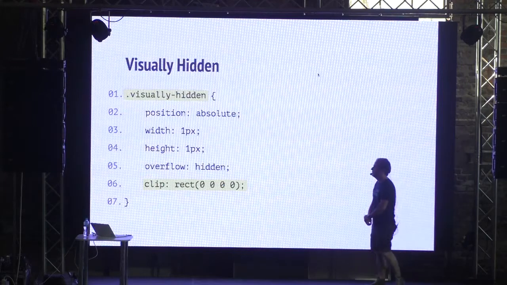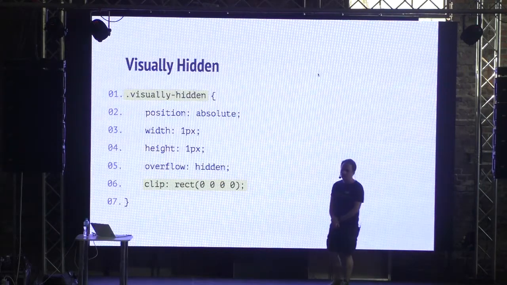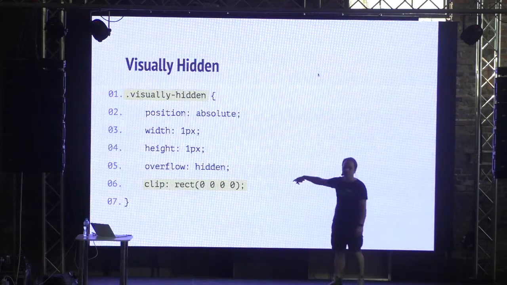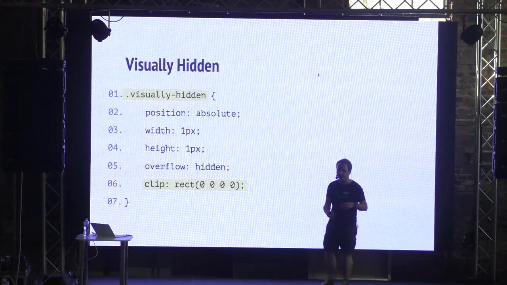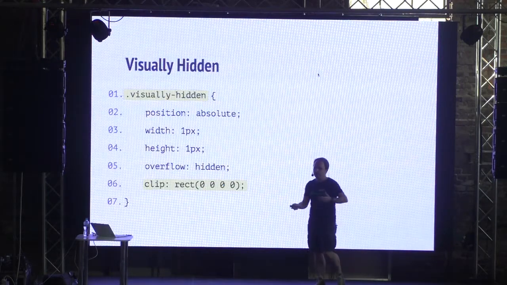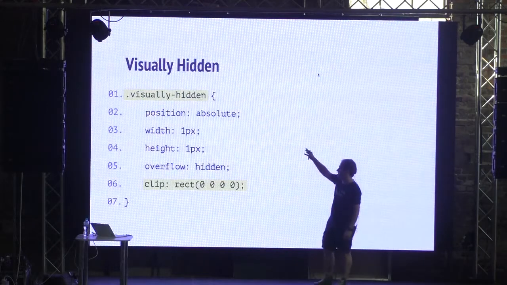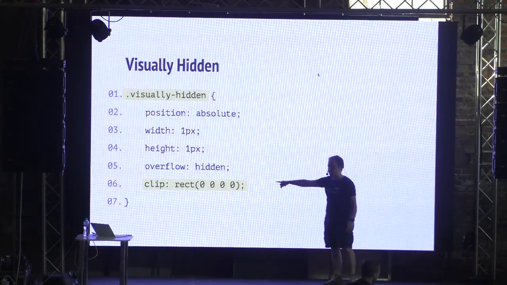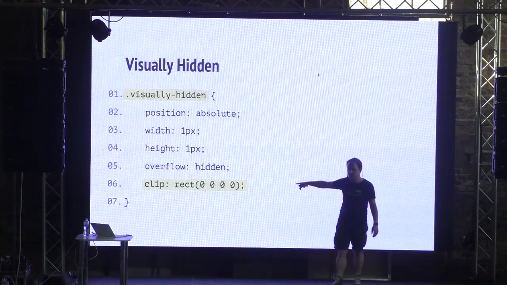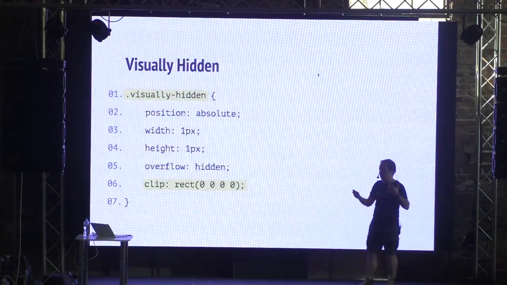It's just a simple pattern that you should have in your code. Add this helper class to your code, please. This is very useful to hide things that should be there but not drawn in design. So it's just position absolute plus clipping to 0. That's it. Simple and beautiful, I think. A bit of an ugly hack, but still beautiful.